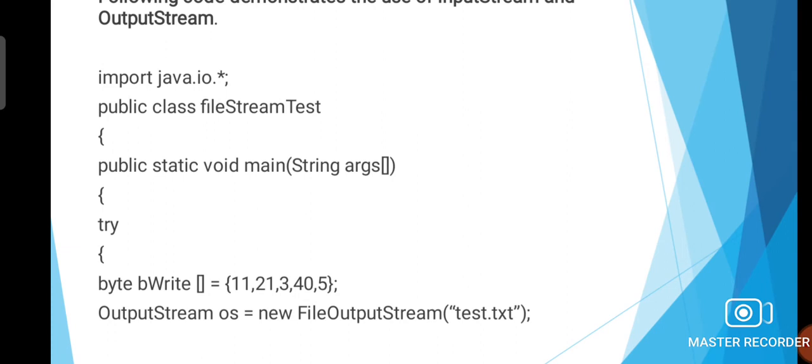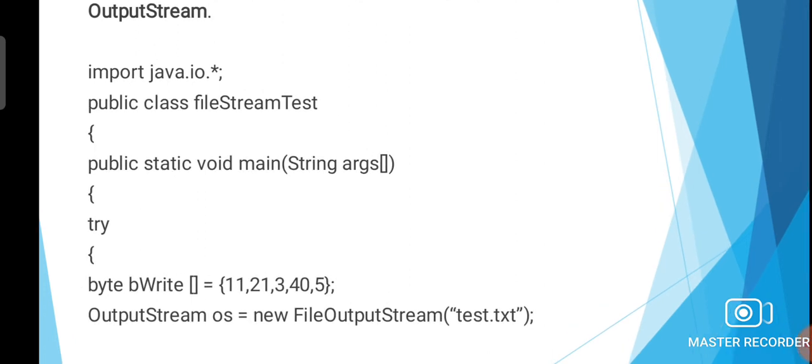First of all, we are declaring an array variable bwrite. The array consists of a sequence of integer data elements like 11, 21, 3, 45. Next we are creating one file. We are creating an object for the output stream class. The object name is OS, and the OS will refer to the file test.txt. So for the file test.txt we are creating the object OS under the output stream.